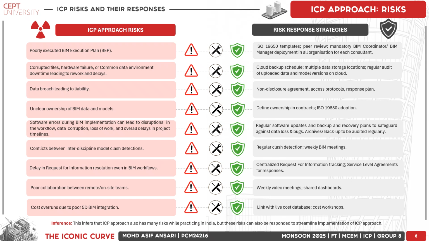Now moving on to the integrated construction practices approach risk responses. For the Iconic Curve, we assessed ICP approach risks that commonly arise during BIM implementation. Key risks included poorly executed BIM execution plans, corrupted files or common data environment downtime, data breaches, unclear model ownership, software errors, interdiscipline clash conflicts, delayed RFIs, weak collaboration, and cost overruns from poor 5D integration.